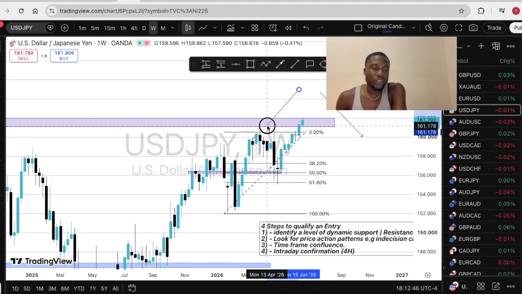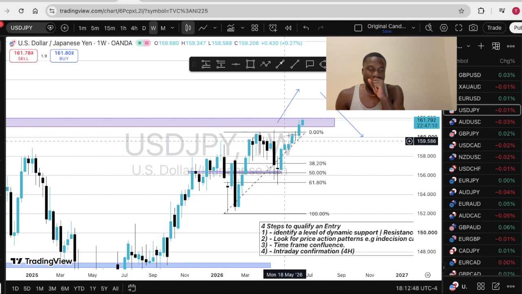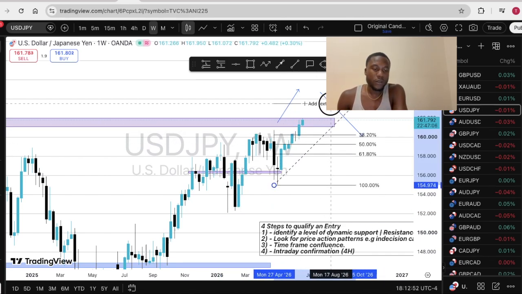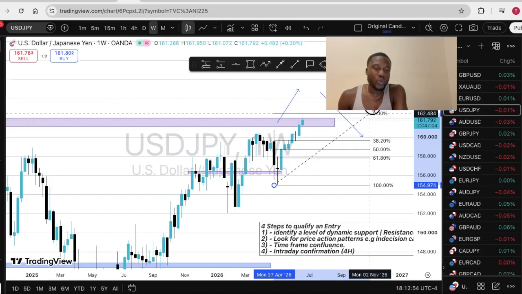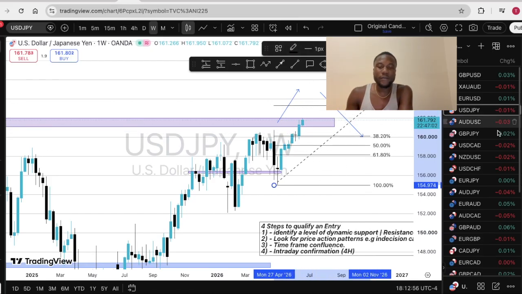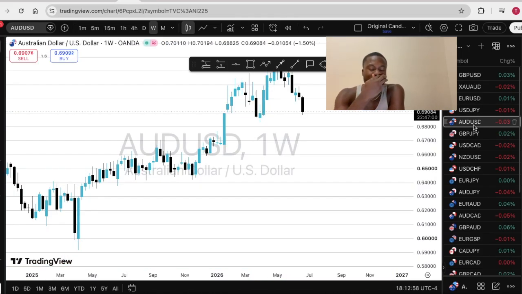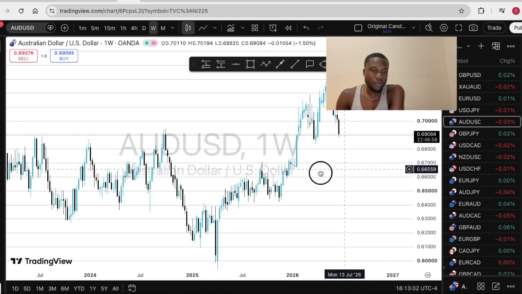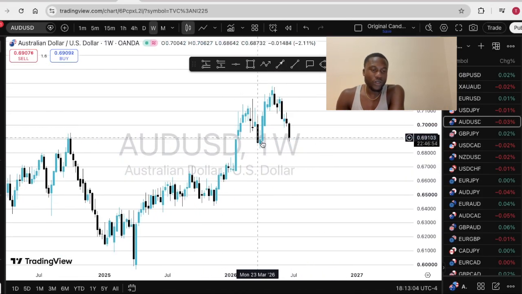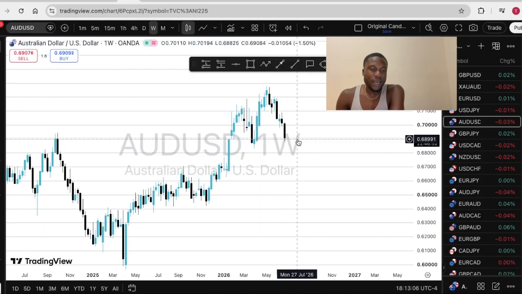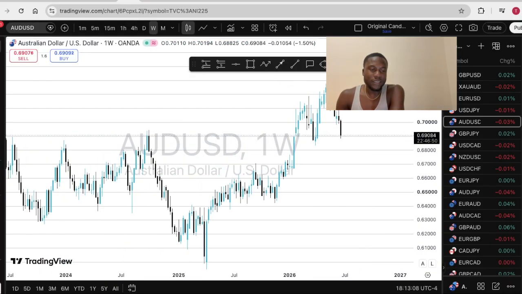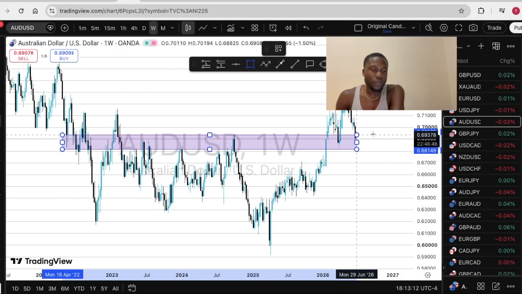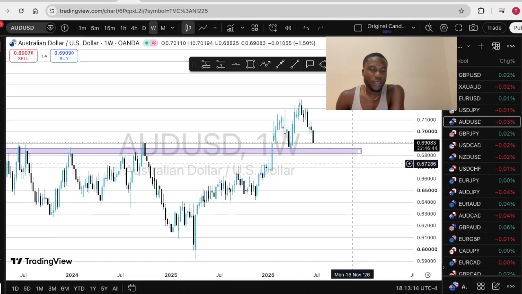So right now we are just waiting to see how the market acts for USD JPY. Let's look at AUD USD. What is this market doing? We're in an uptrend, and I guess there's nothing to do here. There's this key level of support and resistance over here. The market is coming there.